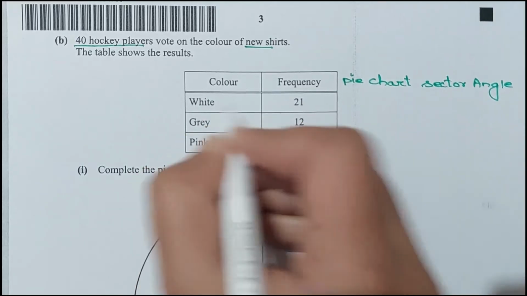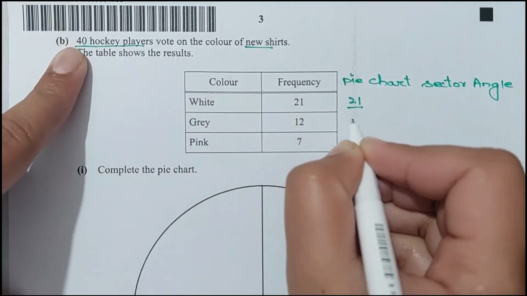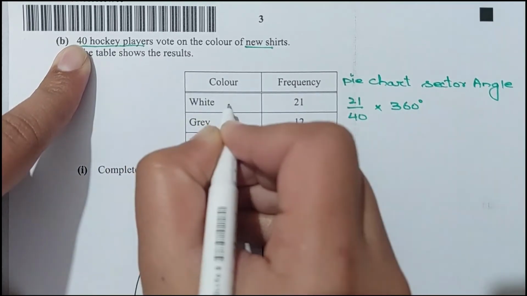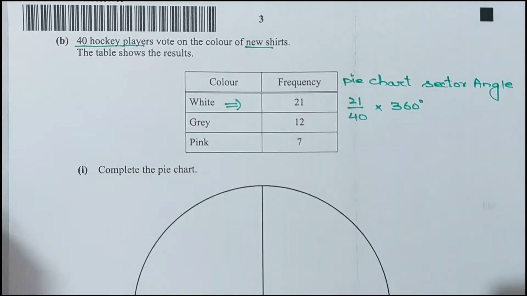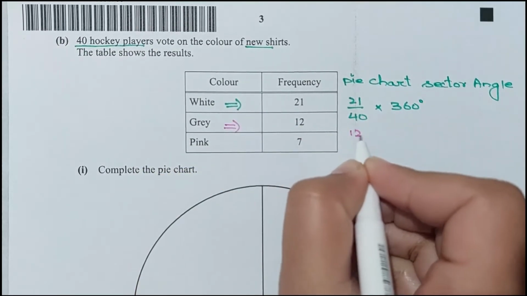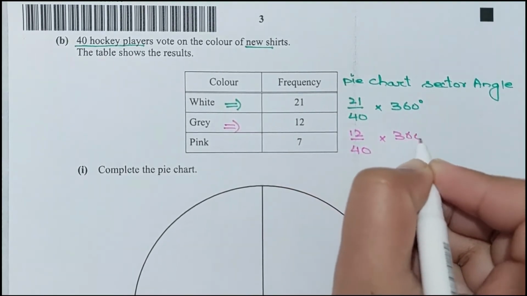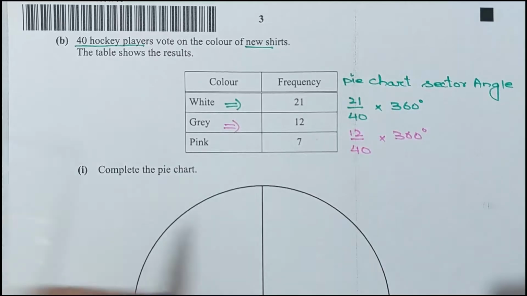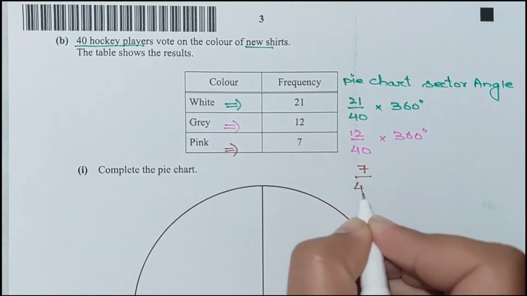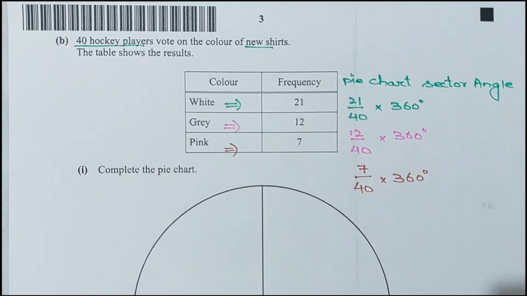For the sector angle, for white the frequency is 21 out of the total of 40 players, multiplied by 360 degrees. The next one is gray: the frequency is 12 out of 40 multiplied by 360 degrees. Then for pink the frequency is 7 out of 40 multiplied by 360 degrees. Let me simplify all of them.